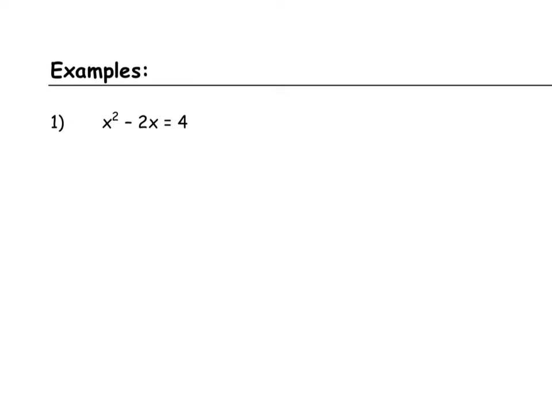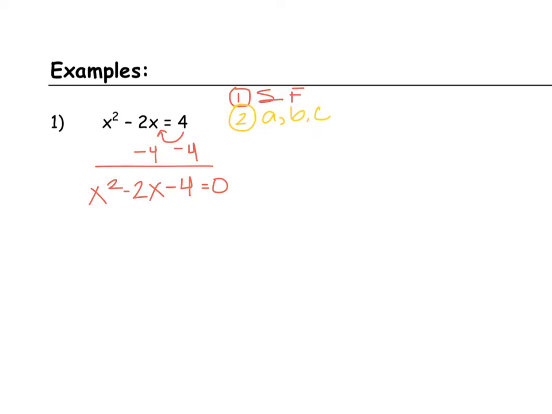Now that we know the steps in the formula, we can put this into practice. So step 1 is to put this in standard form. So I am going to move the 4 onto the left by subtracting 4 from both sides, and I will get x squared minus 2x minus 4 equals 0. My second step is to identify a, b, and c. So a is the coefficient of x squared, that's a 1. B is the coefficient of x, that's a negative 2 because standard form says plus bx. And c is negative 4.